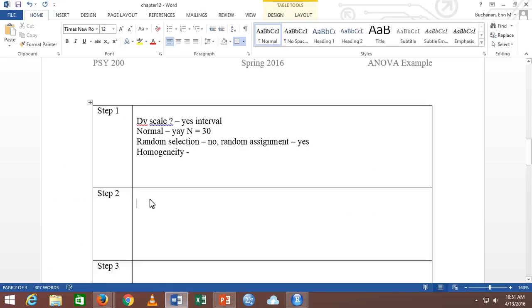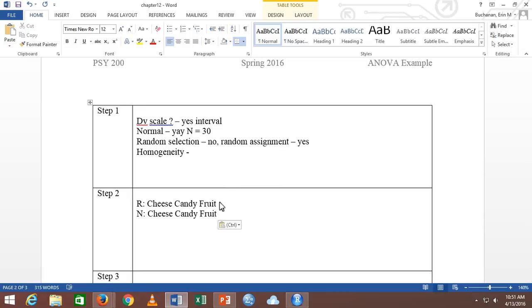All right, so we're just going to label all of our groups. So we've got cheese, candy, fruit. And then cheese, candy, fruit. So for the research, they're not equal. That actually makes this chapter a little easier. There's no 1-tailed, 2-tailed thing to work on. It's always 2 in a sense. And then that one.